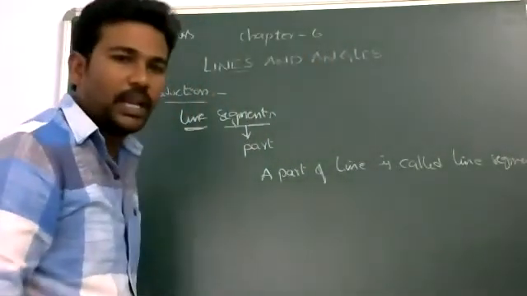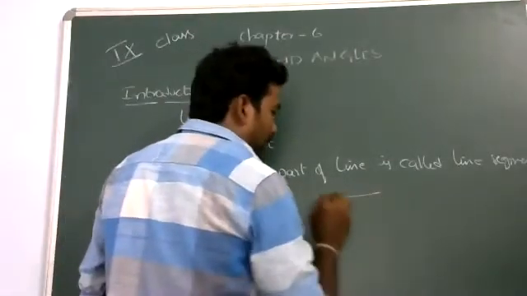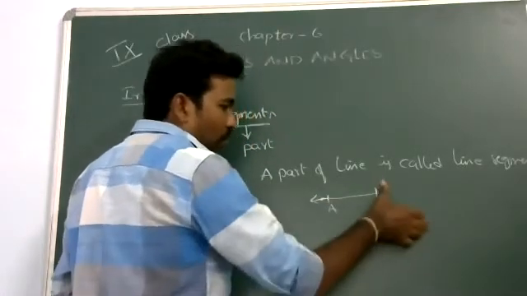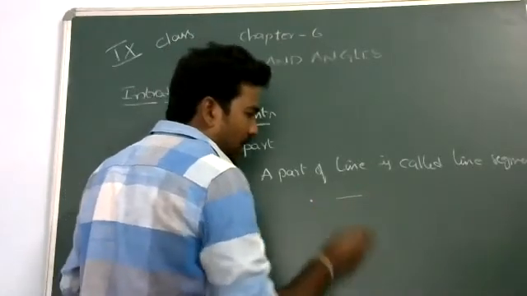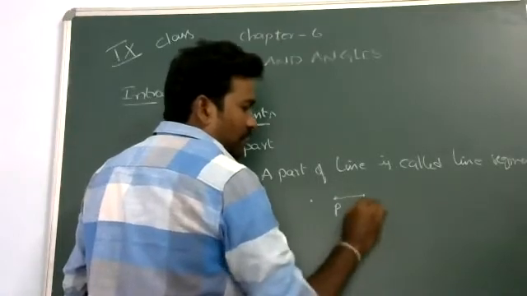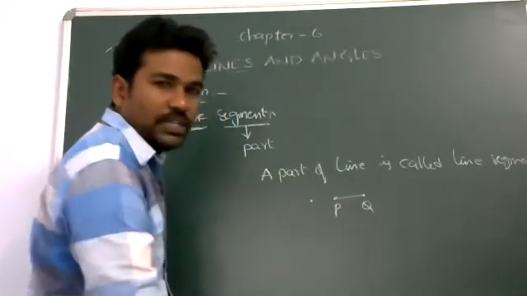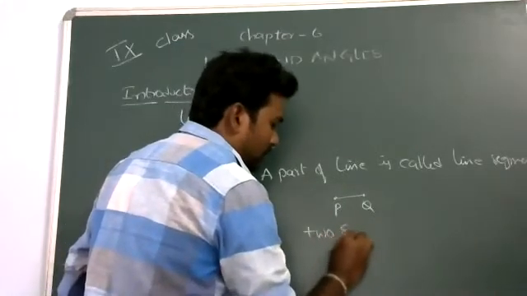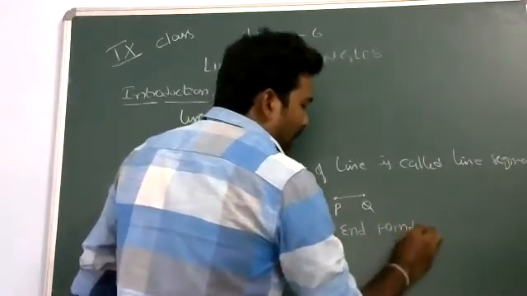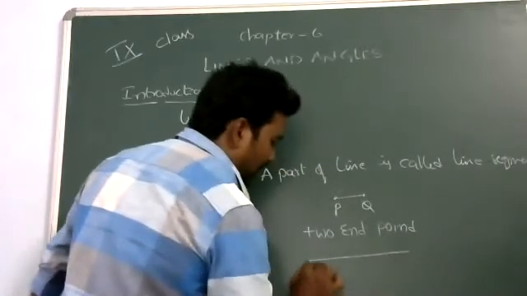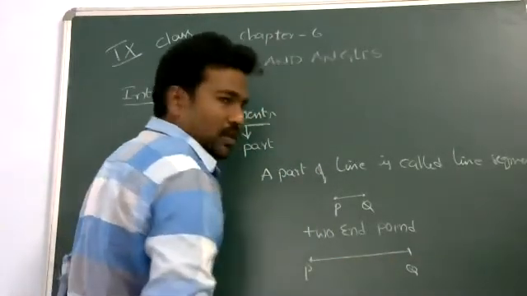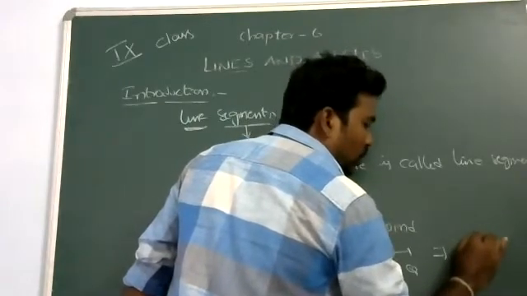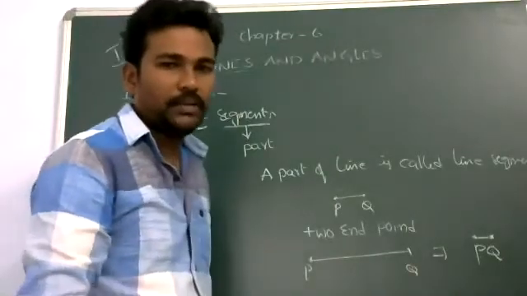A part of a line is called a line segment. For example, suppose this is line AB. Now we can divide it into two parts, three parts, however you like. Now this one you can assume as PQ. How many endpoints does it have? Two endpoints. There is no way to extend this one. Now how do we represent the line segment? This is P and this is Q. Then we represent it as line segment PQ. So simply you can represent it with two points at the ends of the two sides. Is it clear? Two endpoints.